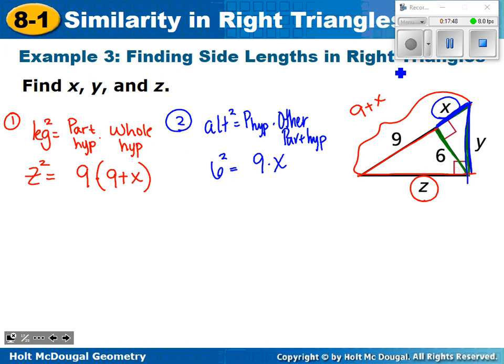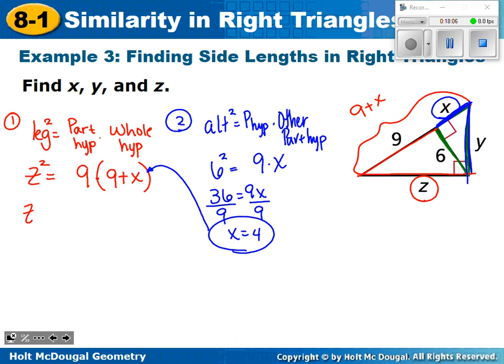Is this making sense? Okay, so what would I do here? Okay, 36 equals 9x. Divide by 9 and x is 4. So we've got x. Now let's substitute it in over here and finish this one. So we have z squared equals 9 times 9 plus 4. So z squared equals 9 times 13. So z squared is equal to 117. But again, remember, what are you going to do next?